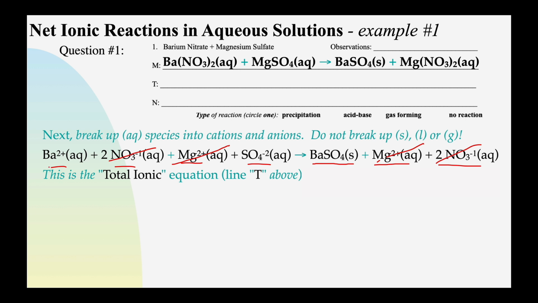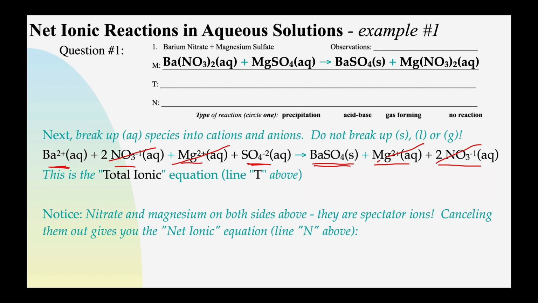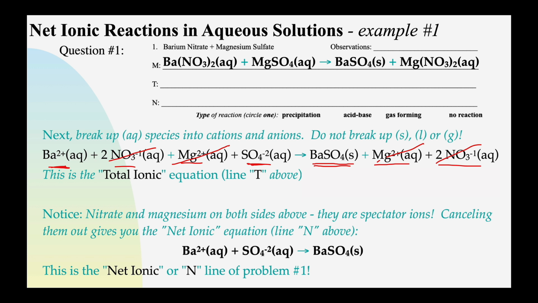But the barium ions and the sulfate ions are forming the insoluble, i.e. solid, BaSO4. That part is the important part, all right? That's showing the action of the reaction. So the net ionic is just everything without the spectators, all right? So you would literally write Ba2+ aqueous plus SO4 2- aqueous, making BaSO4 solid. That is the net ionic line, the N line.